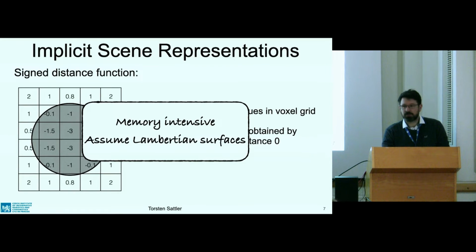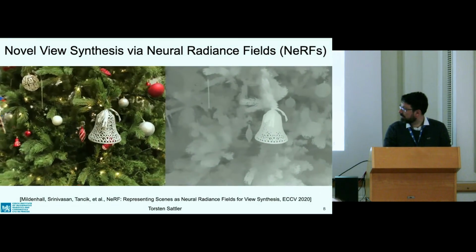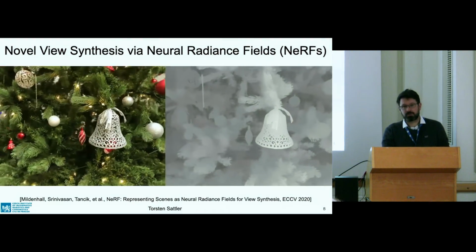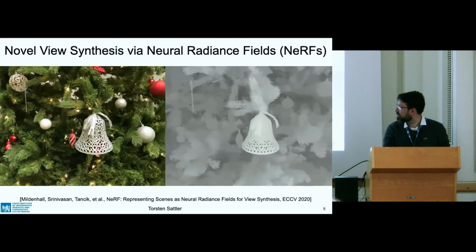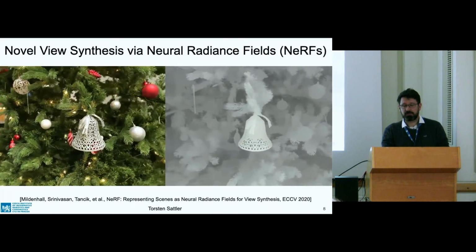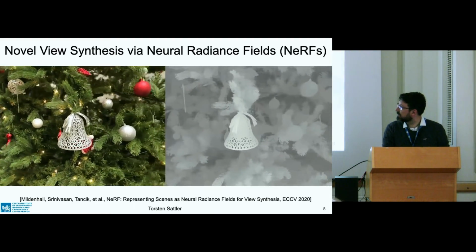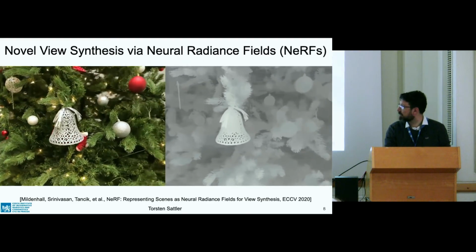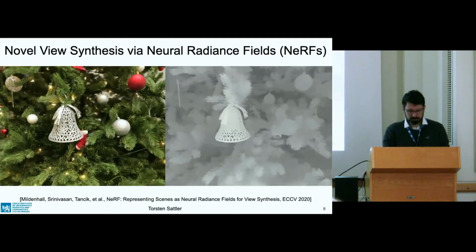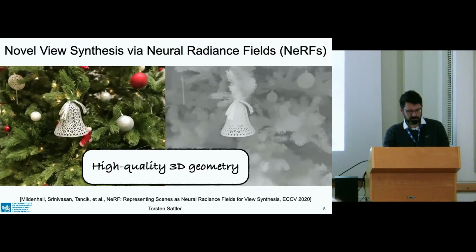And this is where essentially NeRFs come in. Here, what you see on the left is actually not a real image, but a rendering from a neural radiance field. And on the right, you see the geometry that the NeRF learns as part of the training process. As you can see, you're able to actually faithfully reconstruct the scene in high detail, both in terms of color and in terms of geometry. So you can get high quality geometry out of these things.